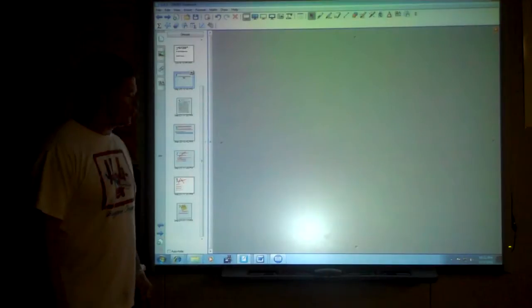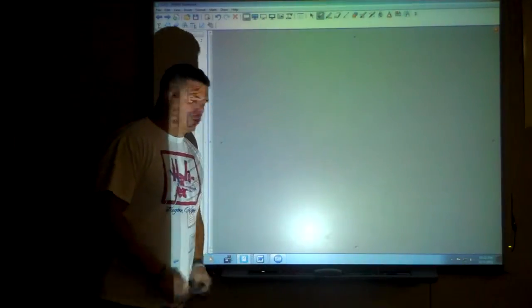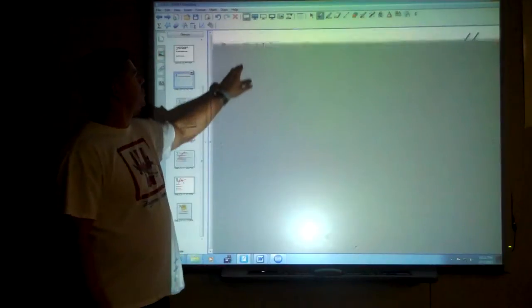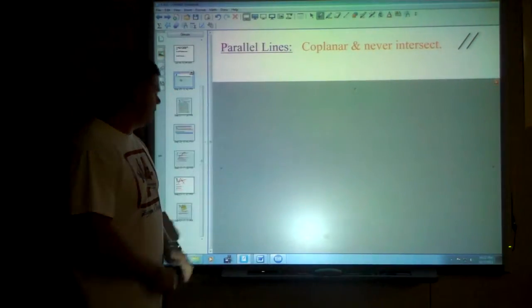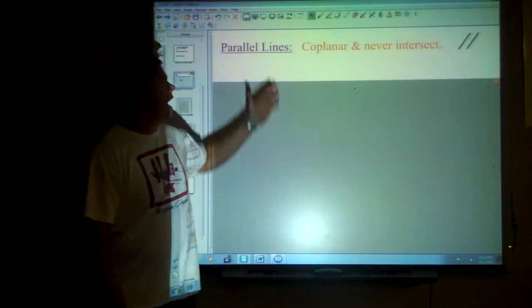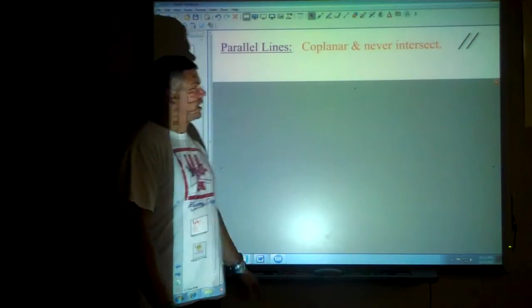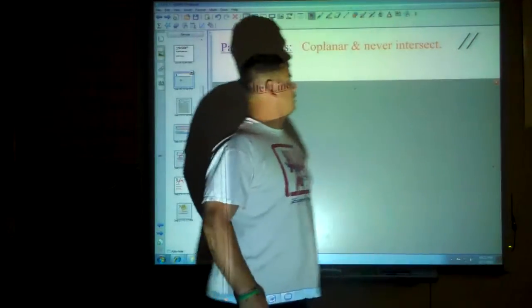Geometry lesson 3-1. Start to look at some relationships between lines. Our first definition is the idea of parallel lines. Parallel lines lie in the same plane, which means they're coplanar, and they never intersect. This is the symbol we would use for parallel lines.